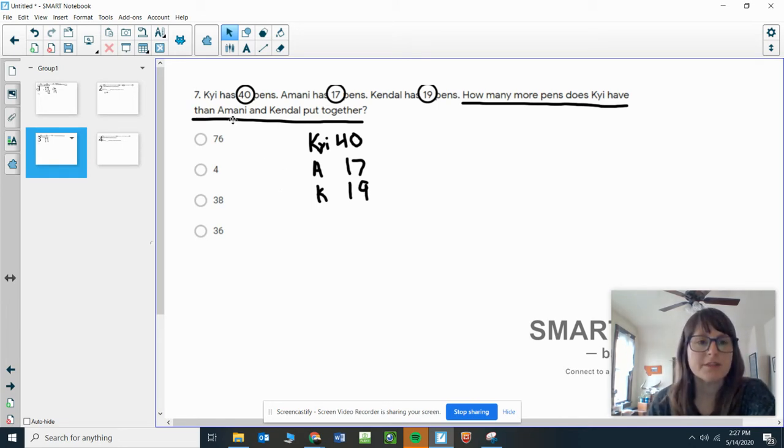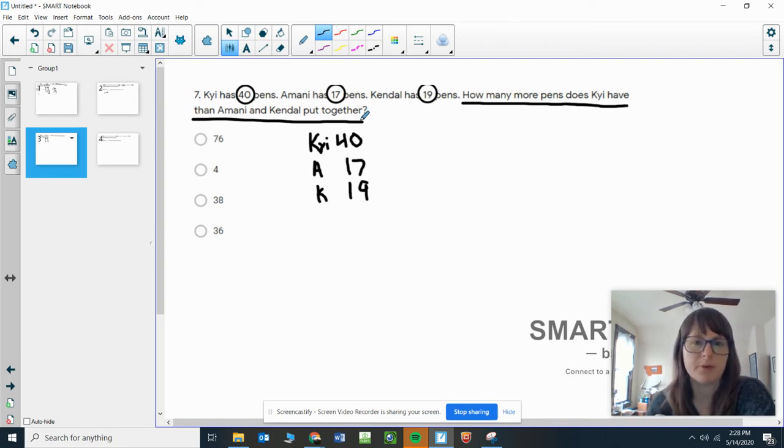As you can see, I started the CUBES process here by circling the numbers 40, 17, and 19 and underlining the question, how many more pens does Kai have than Amani and Kendall put together? Now we need to box those important words that'll help us understand the operation we're going to use in this question. Kai has 40 pens. Amani has 17 pens. Kendall has 19 pens. How many more pens does Kai have than Amani and Kendall put together?